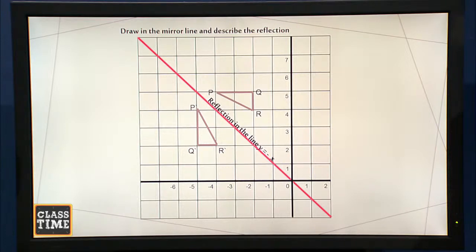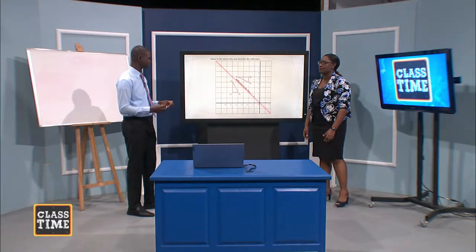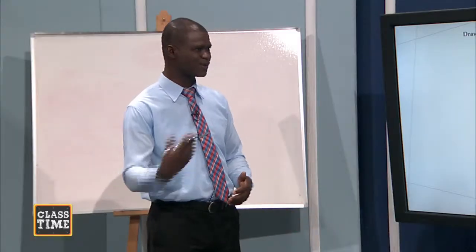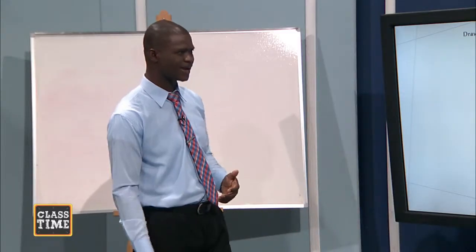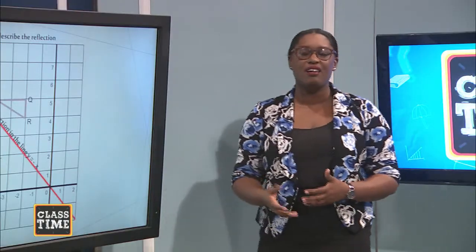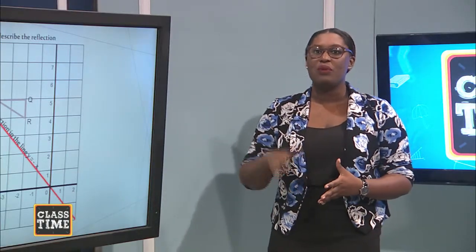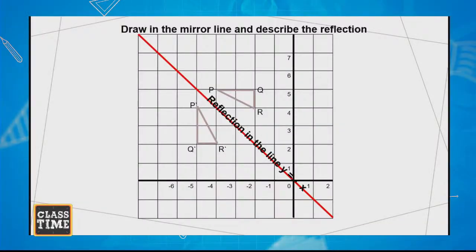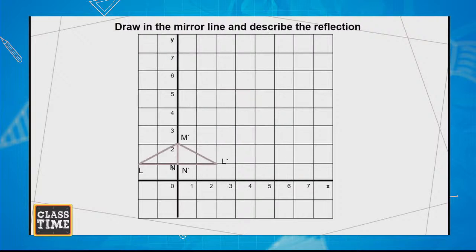As you made mention of looking at the coordinates, we're going to be delving more into using the coordinates themselves to determine if it's a reflection in the line y equals x, y equals negative x, the x-axis, or the y-axis. So we are getting there. As you pointed out earlier, when we were looking at the lines, there was a trend in the coordinates.